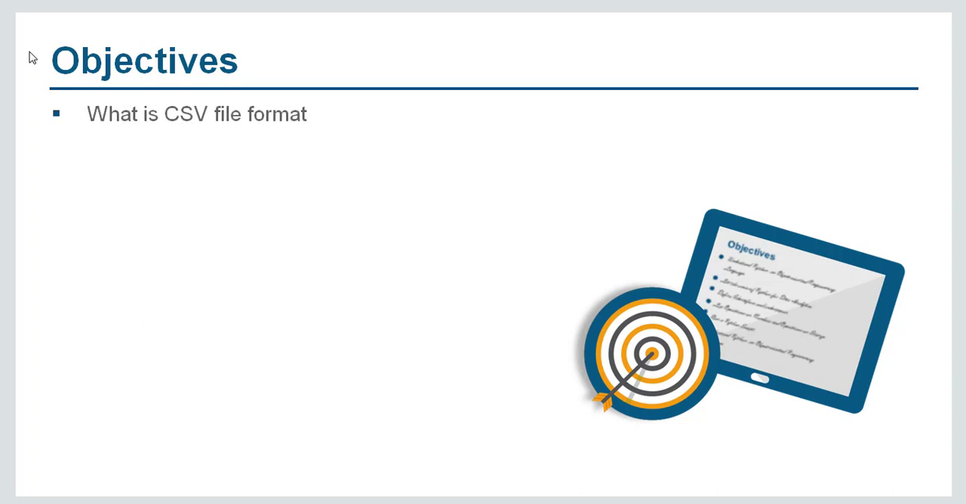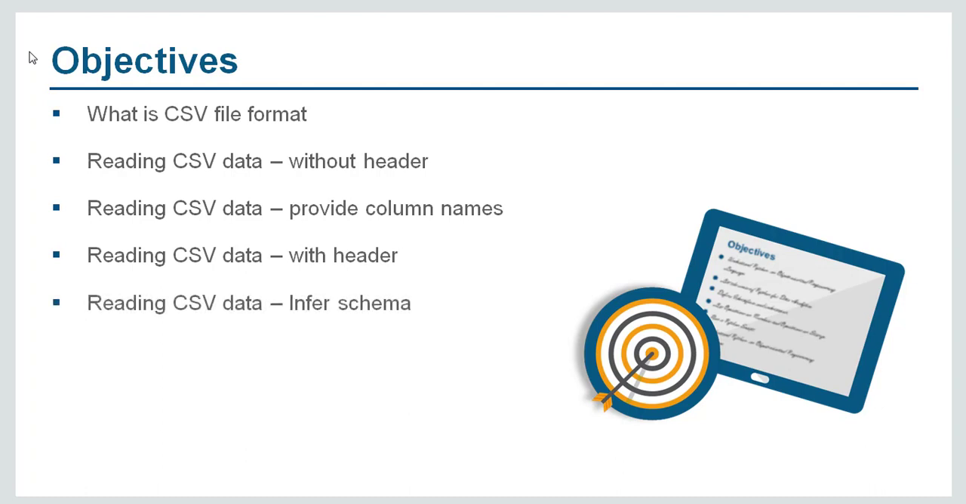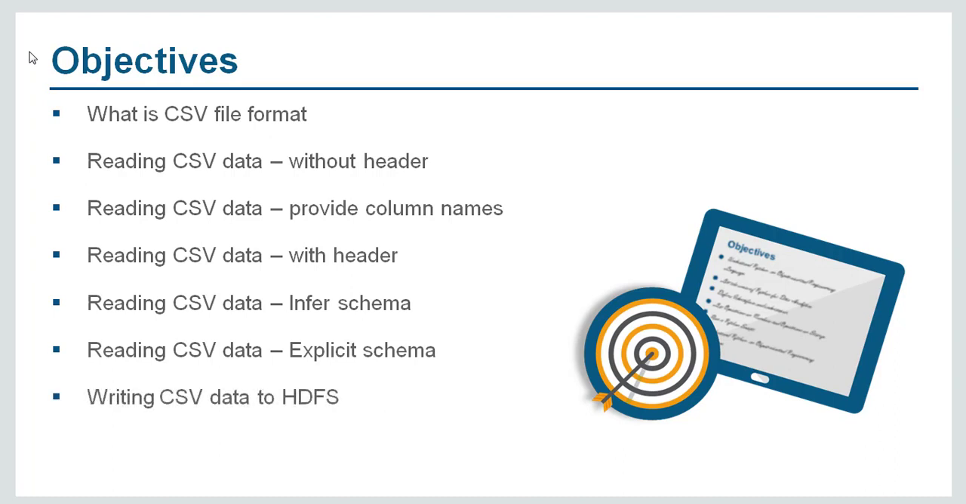In this lecture we will understand what the CSV file format is. First of all, we will be reading CSV data without header and we will be providing the column names using Spark SQL API. Then we will be reading CSV data with header. After that, we will apply infer schema to the data. We will be inferring the schema from the data itself. Then we will provide explicit schema to the data. Finally, we will be writing the CSV data to HDFS and we will also learn how to apply data compression.